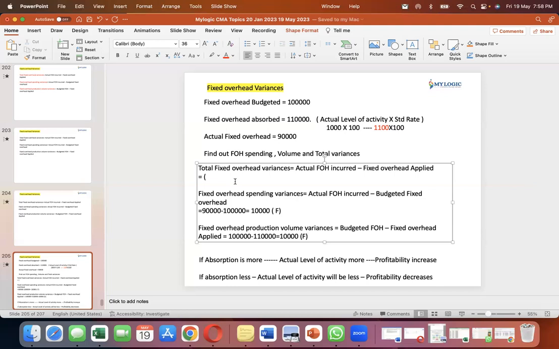Now comes actual total fixed overhead variance. What is it? Actual is how much? 90,000. Absorption is how much? 1,10,000. How much does it become? 20,000. Absorption is more, which means favorable. You understood?